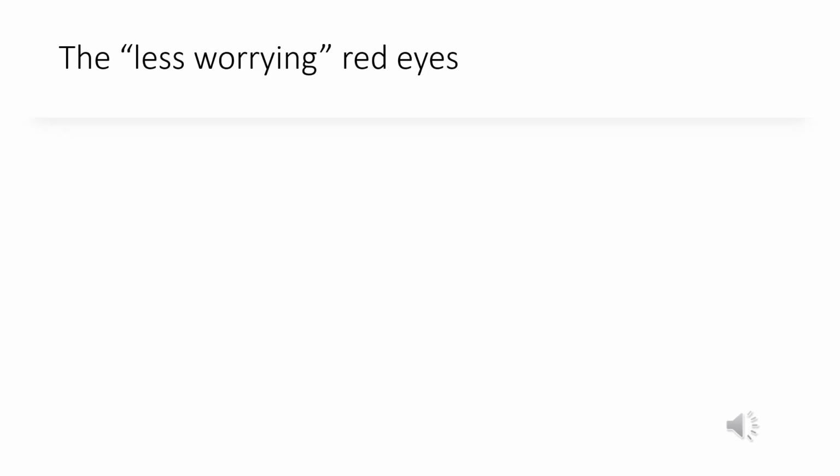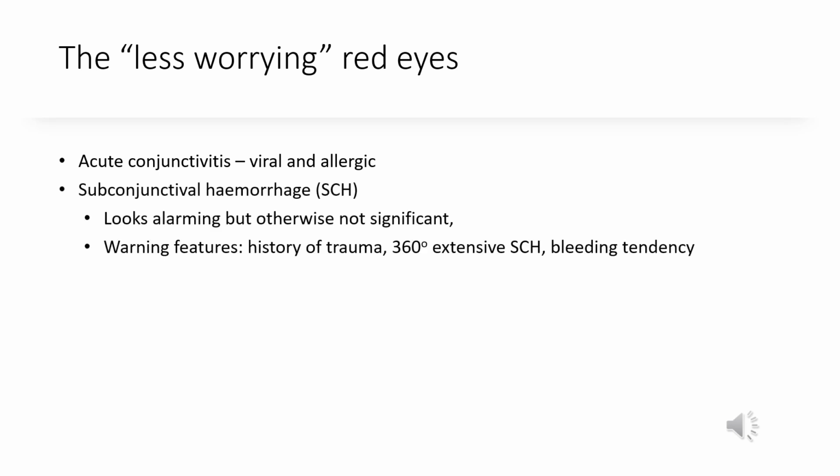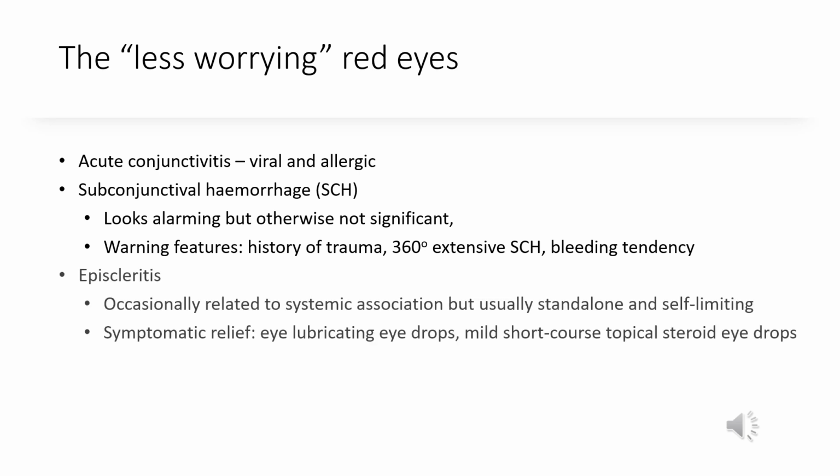Talking about some of the less worrying red eyes, viral and allergic conjunctivitis are uncomfortable and the onset is acute, which could be alarming. However, if the patient doesn't have visual loss or photophobia, it is likely to be okay. Subconjunctival hemorrhage, as I keep saying, is safe though it usually looks alarming, but be concerned if you worry about ruptured eyeball. Episcleritis comes spontaneously and occasionally could be related to a systemic condition.